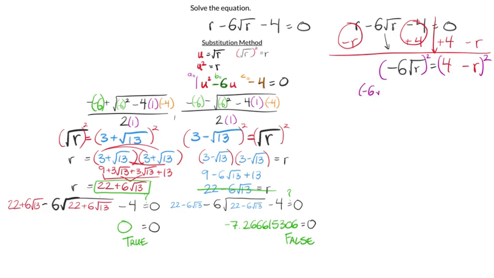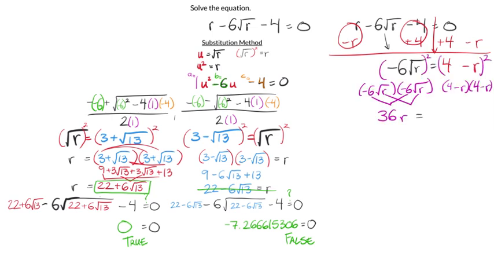It'll be -6 square root of r times -6 times the square root of r. And so I see -6 times -6 is going to give me positive 36. And then we've got the square root of r times the square root of r, which is just a regular r, which is what we do want. Now, on the right side, we've got this 4 minus r, but it's squared, so we're going to have to take it and multiply it by itself.